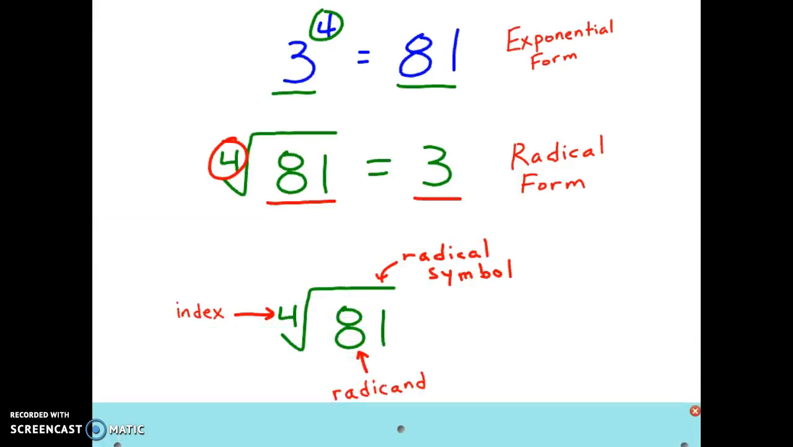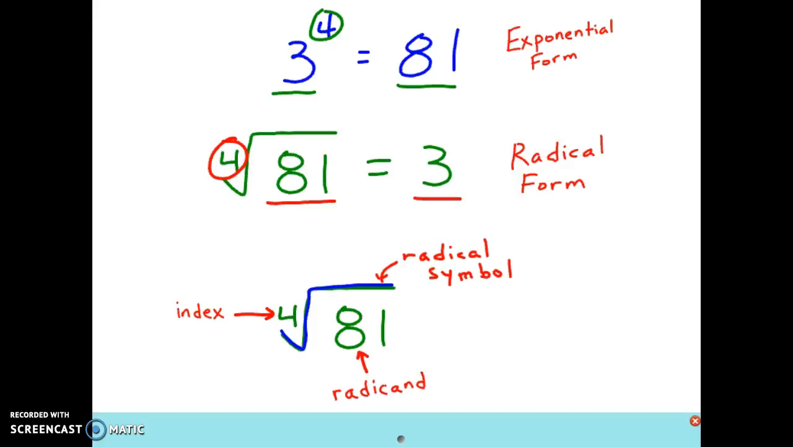As far as what the pieces and parts mean, the symbol is referred to as the radical symbol. What was once the exponent is now the index, and what was the answer is now referred to as the radicand.